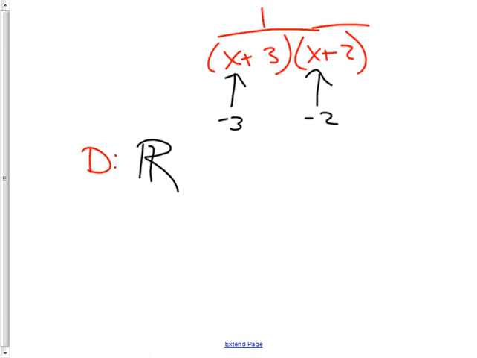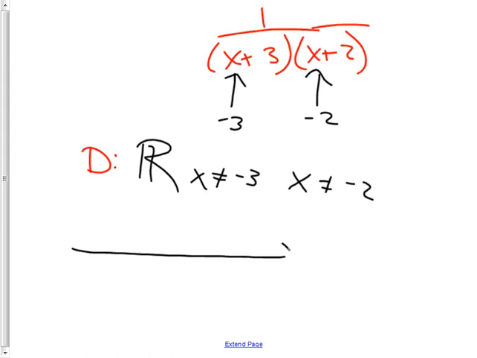So I'd put x cannot be -3 and x cannot be -2. If you'd rather do it this way, here's a number line, and here's where -3 is, here's where -2 is. Doesn't work, doesn't work. But it works everywhere else. So you just go like this.